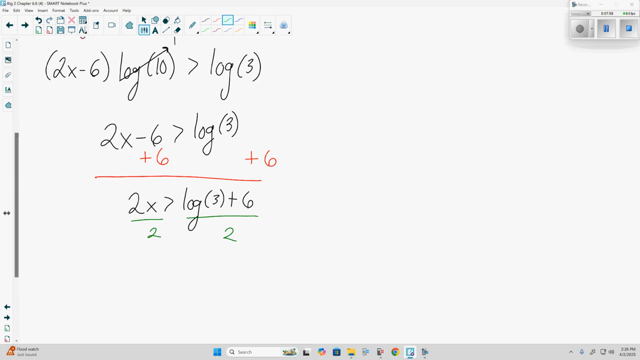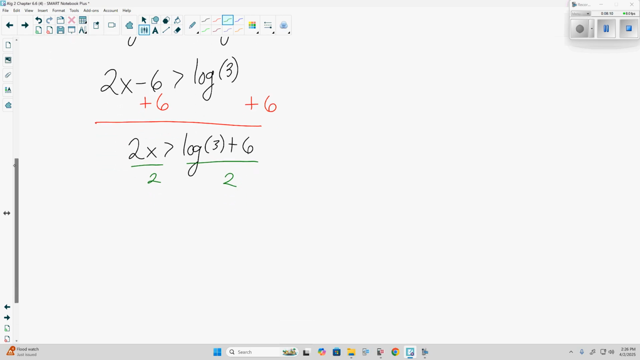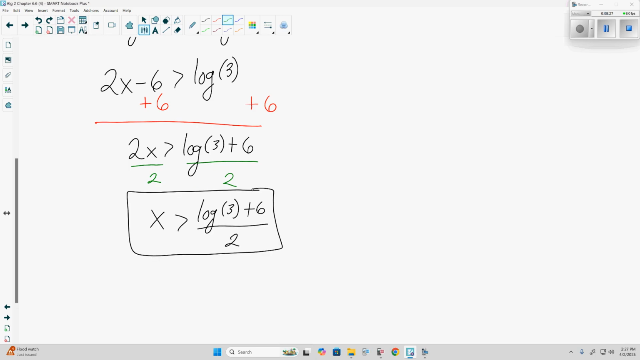If we had, say, 2 log of 3 plus 6, then we have a common factor of 2 on both terms on top and bottom. But with log of 3 plus 6, this one term prevents us from just dividing one of them by 2 because they're stuck together. And that's it.